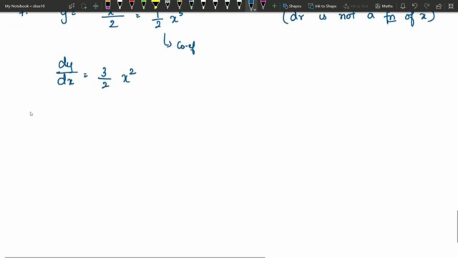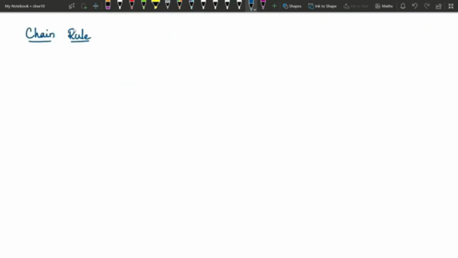So the next one is the chain rule. What is the chain rule? Suppose you have a function of a function, that is, composite functions. Right now you have a function of a variable, y is equal to f of x. Suppose you have a function raised to some power, then you will be applying the chain rule.